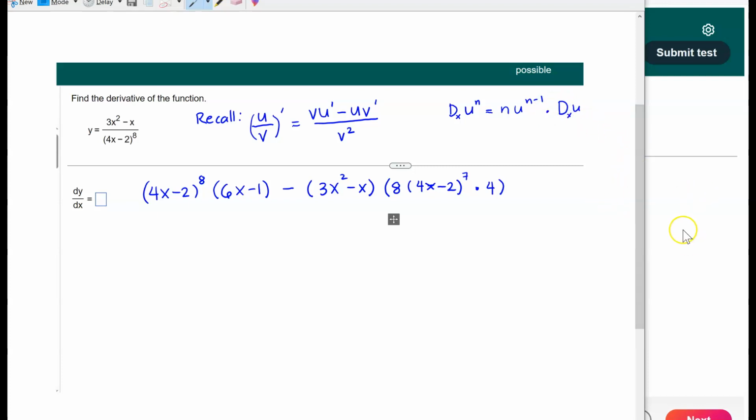Okay, so that's the numerator, all over the denominator v squared. So that is 4x minus 2 to the 8 quantity squared. So that means you just multiply these two. That is equal to 16. Now, the good news is you can input your answer like this, and MyMathLab would accept that.